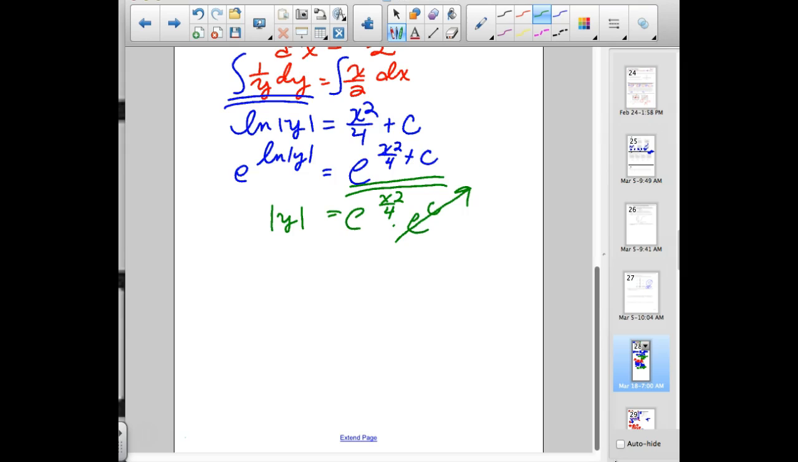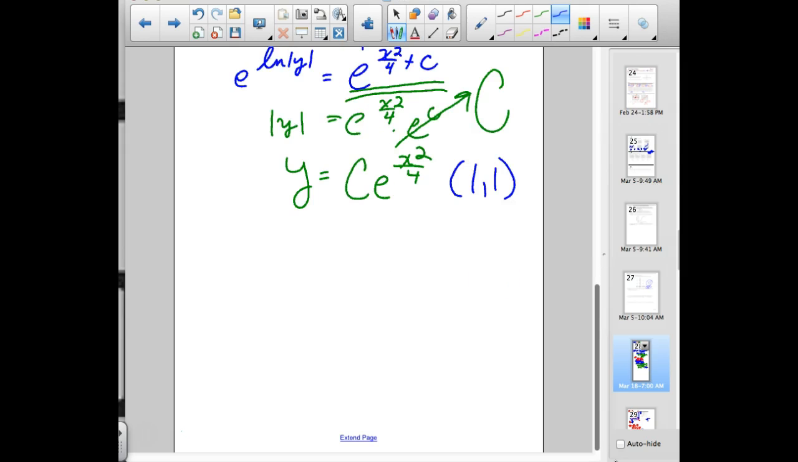Good morning, Jack. What's e to the c? Yeah. Is a bigger C. See, he can think on his feet. So now we've got y is equal to bigger C, e to the x squared over 4. All right, so I can send this through 1, 1 and find the exact C. So now we're going to go do that. You can see why this gives you the majority of your points.